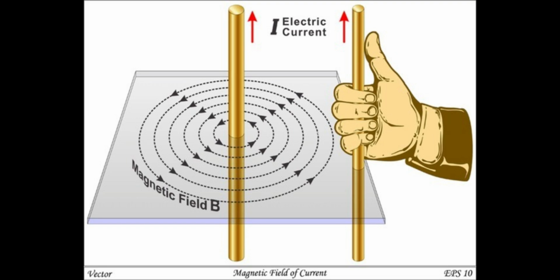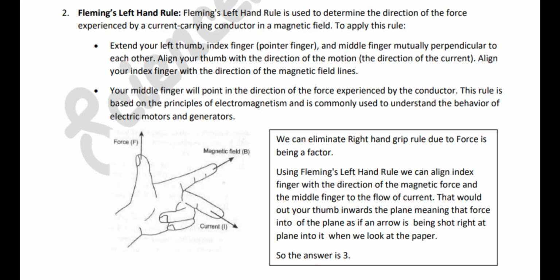Okay, then we have Fleming's left hand rule. Left hand. Fleming's left-hand rule is used to determine the direction of the force. Direction of the force, remember, that's what we are looking for. Experienced by a current carrying conductor in a magnetic field. In order to do this, you get your left hand and you get your thumb. Your thumb is the force, your index finger is the magnetic field, and your middle finger is the current.